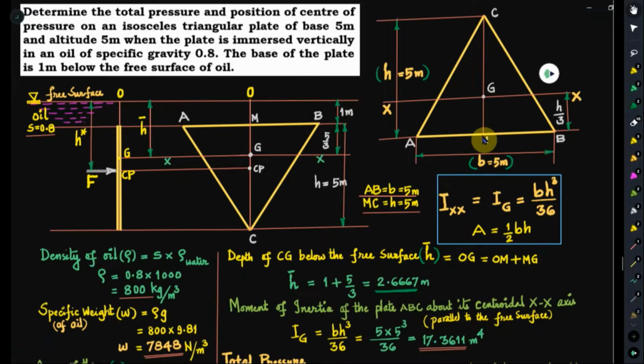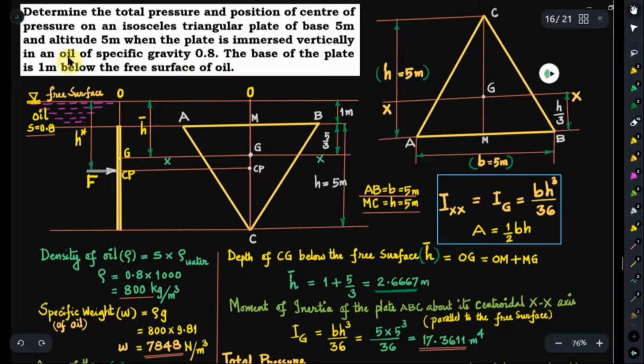We know that its center of gravity lies at a distance of 1/3 of the altitude from the base. So when you consider an isosceles triangular lamina, its center of gravity is at a distance of 1/3 of the altitude from the base. And here the altitude is a symmetrical one. Now in what orientation it is immersed? Whether the base is below or the base is near to the free surface.